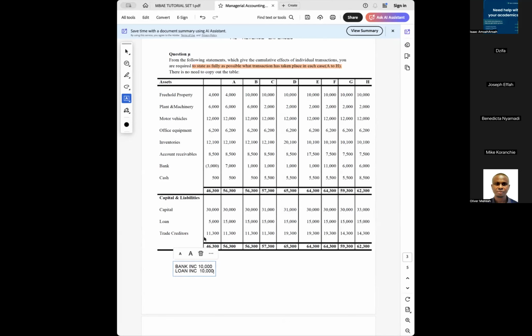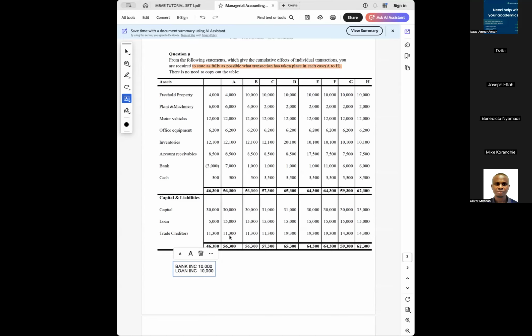Let's check through the others. We have trade creditors. Trade creditors is 11,300 here, and then 11,300 there. So there was no change in trade creditors. So we had only two items changing. Loan increased by 10,000.